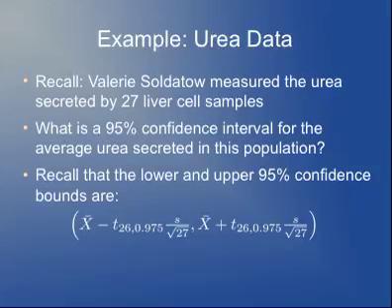But if you'll recall from the formula a few slides back, to define the lower and upper 95% confidence limits for a data set with sample size 27, you would take the sample mean minus the 97.5% quantile of a t-distribution with 26 degrees of freedom times the sample standard deviation over the square root of 27. The upper bound would be the same thing with a plus instead of a minus.